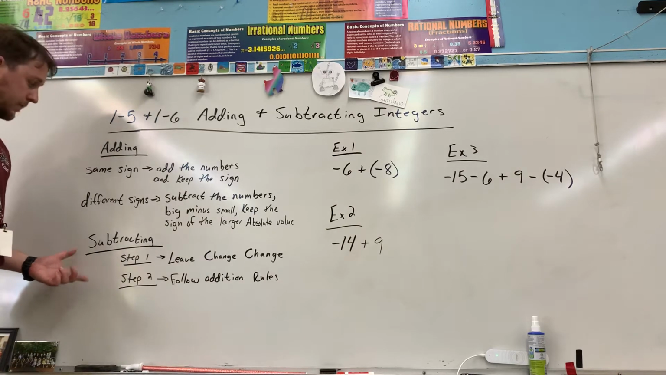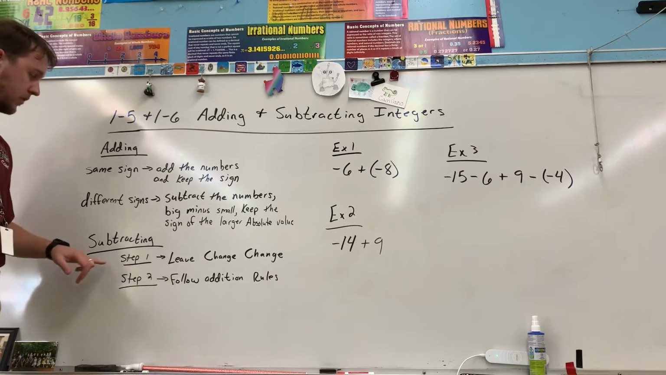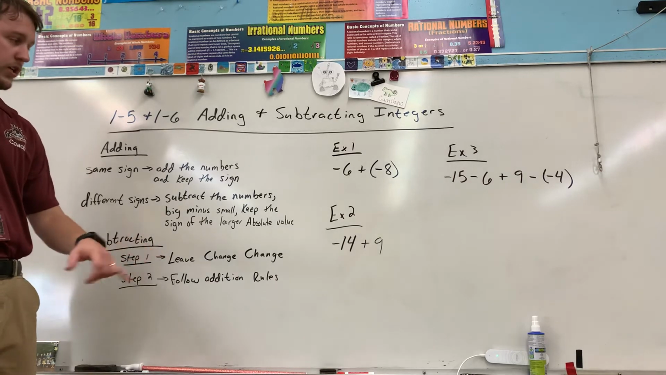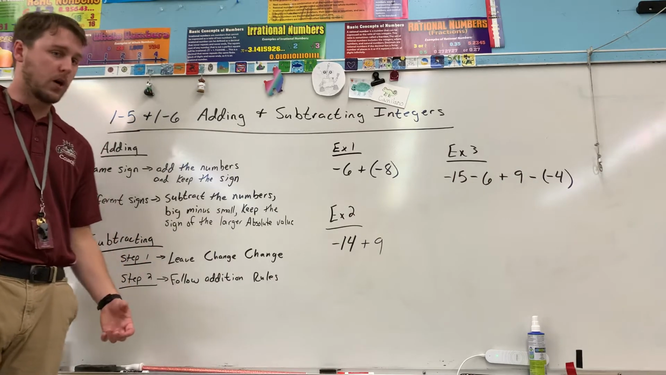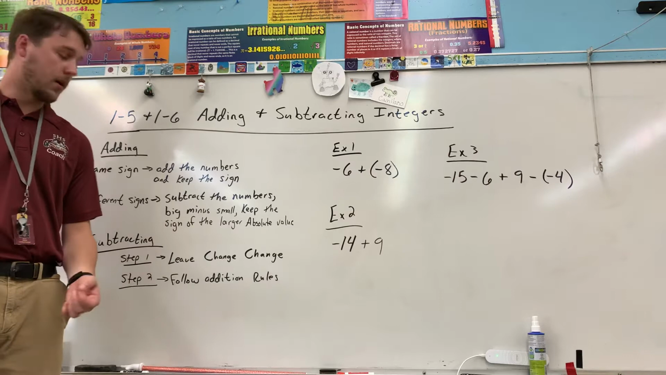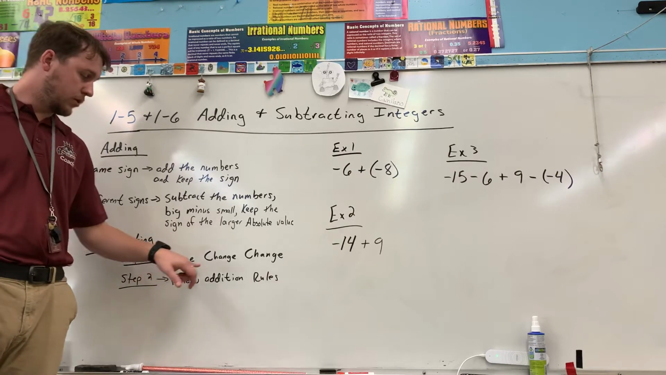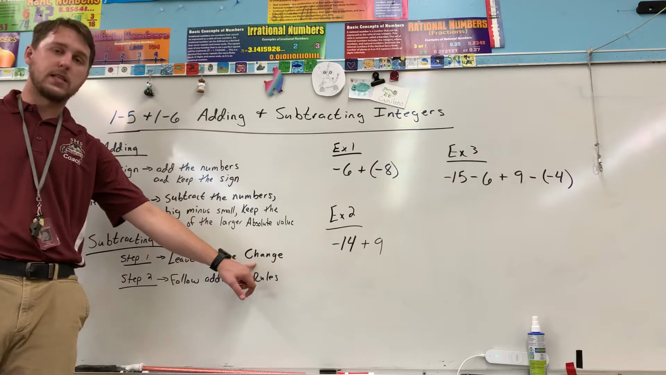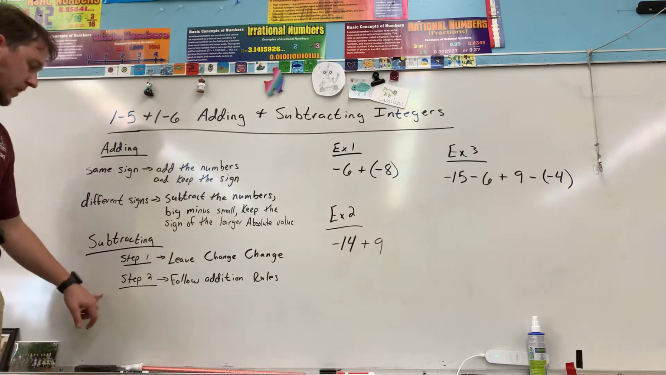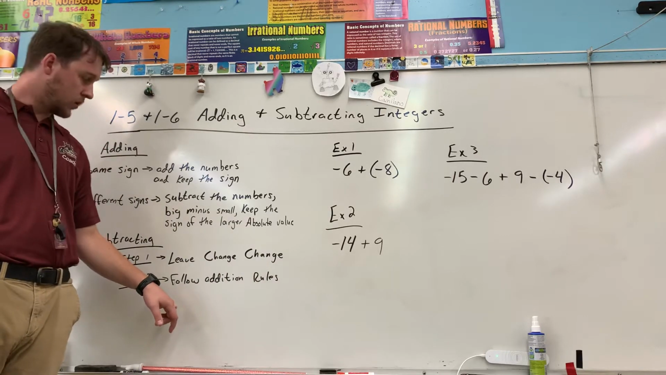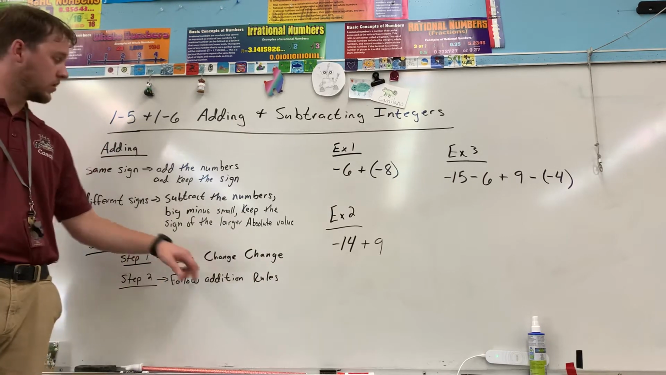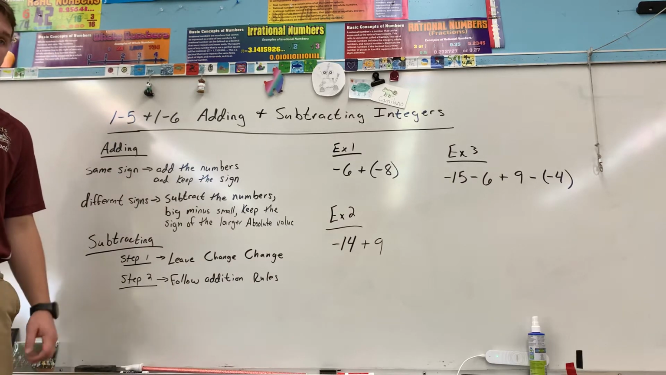For subtracting, there's two steps. Our first step, we do leave, change, change. We think of all these problems like three parts: a number, an operation, and another number. You leave the first number, you change the sign, and you change the second number. Step two is then we're going to follow our addition rules, because once we change the sign to addition, we have our addition rules that we can follow.